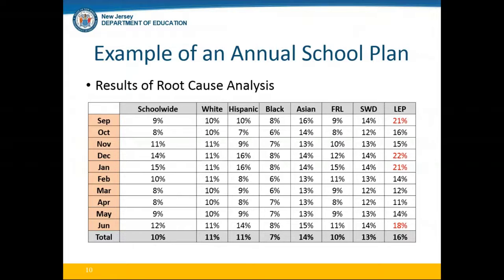As the red highlighted cells in the table remind us, we noticed a high rate of absenteeism in September, December, January, and June, and proposed strategies to combat this increase. Now we are ready to set our SMART goals, action steps, and interim goals.